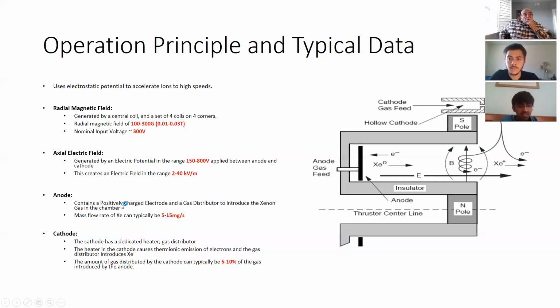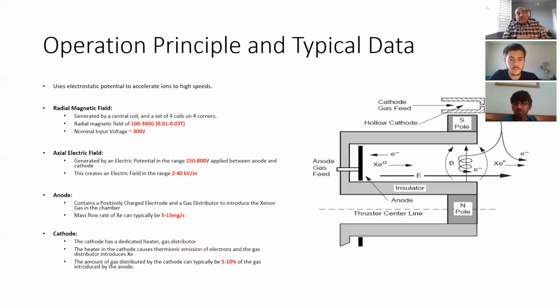The anode contains a positively charged electrode, as we know, and a gas distributor to introduce the xenon gas into the chamber. The gas distributor is basically just a bunch of holes in the anode that introduces the gas. The amount of gas you're inputting is generally calculated in milligrams per second, which is the mass flow rate of the xenon gas. This mass flow rate is in the range of 5 to 15 milligrams per second, typically in the anode. All it does is introduce the xenon gas into the plasma.